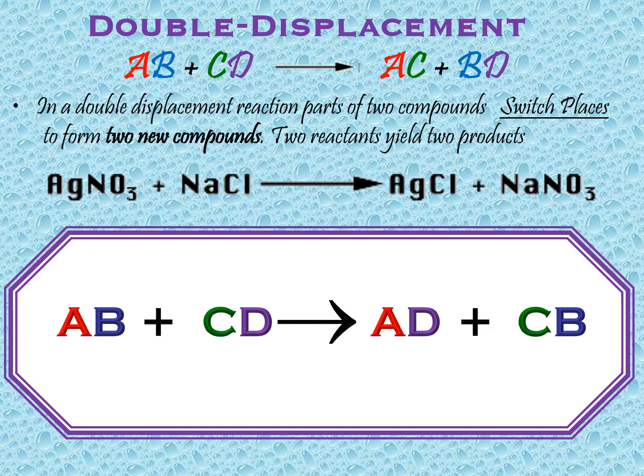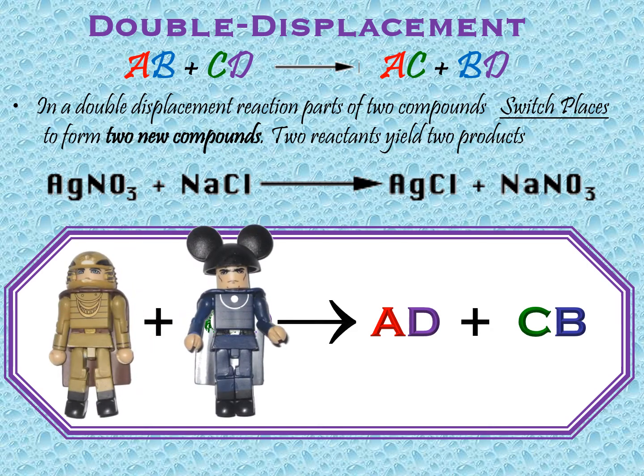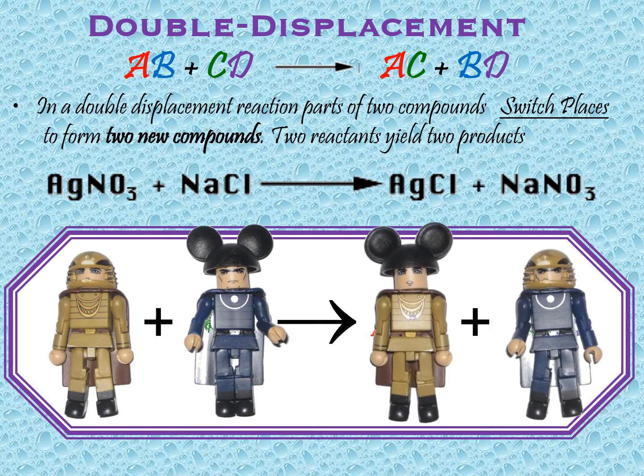The generic formula is AB plus CD produces AD plus CB, but the toy version, these 2 guys, Apollo and Adama with their various hats on, and then afterwards you've got them with each other's hats on. They've switched hats. That's a typical way of describing double displacement. Think of the hat as the cation. Another way to describe this is when 2 couples are dancing and then they both switch partners. That is double displacement. So we'll look at a few examples of double displacement.